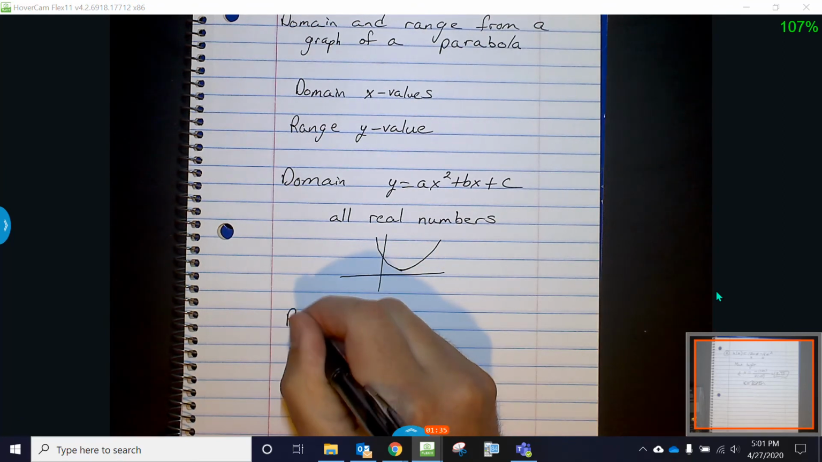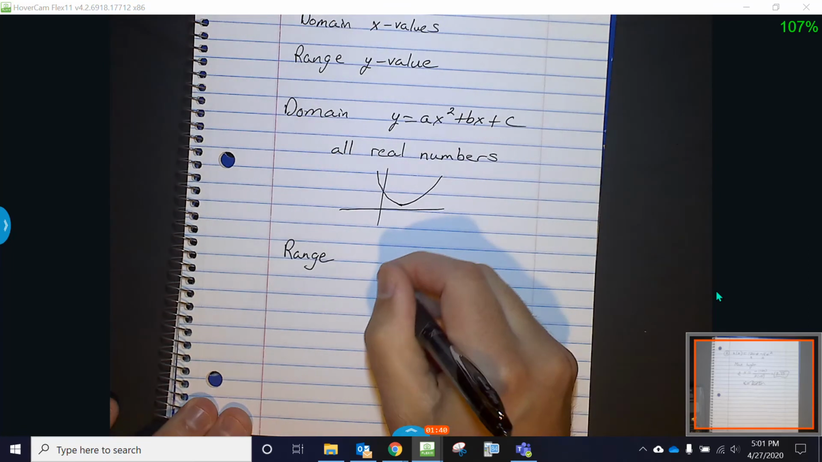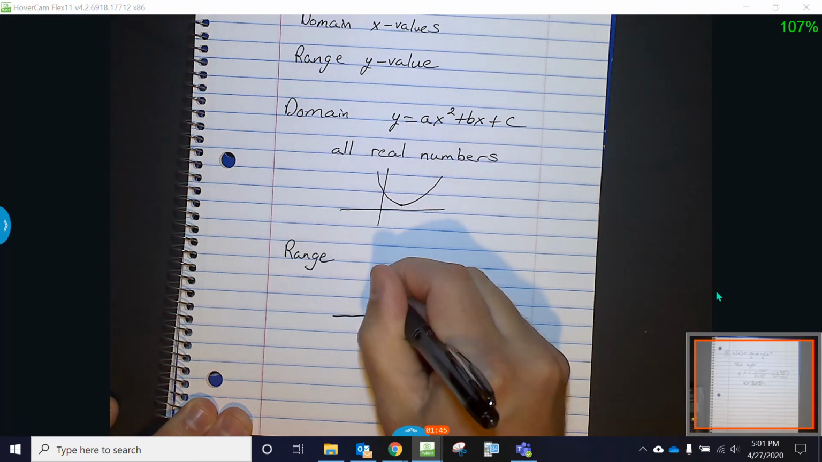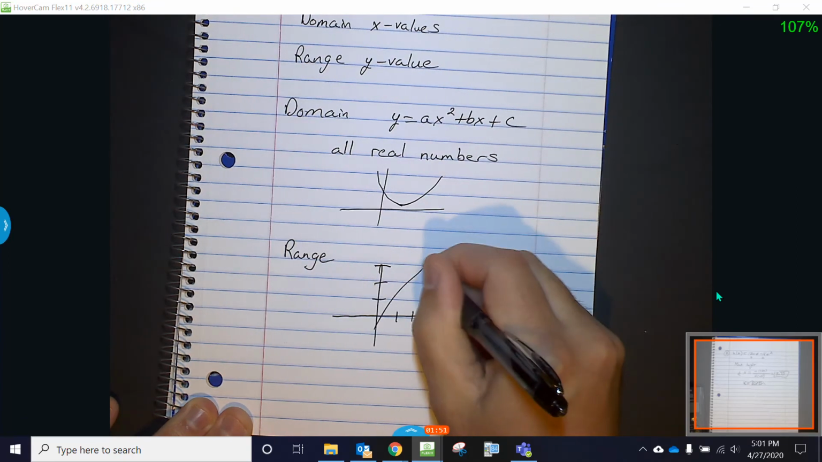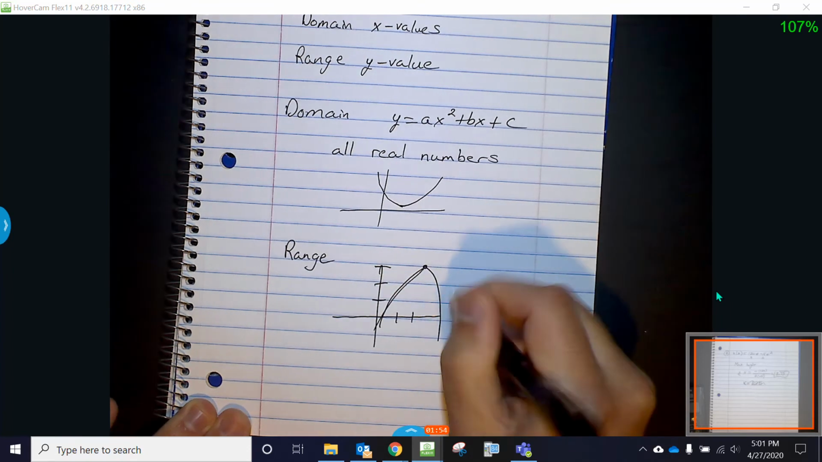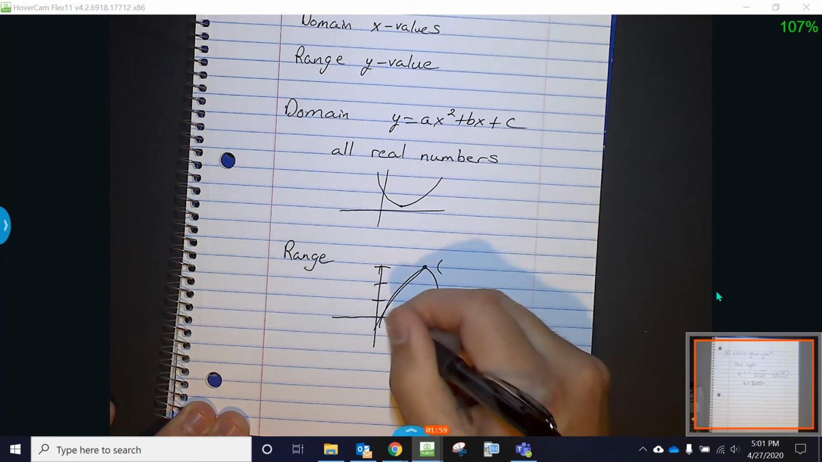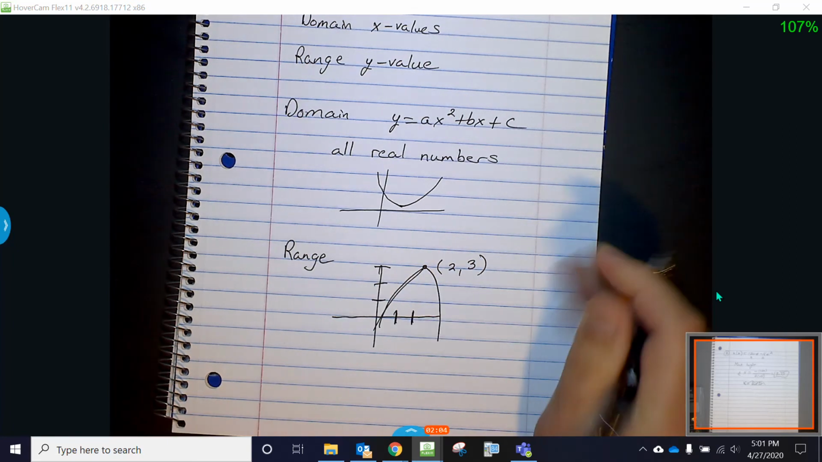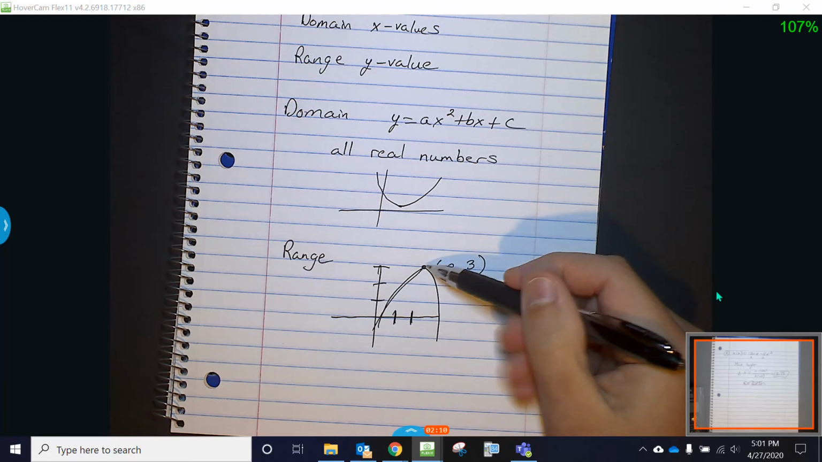Now for range, I'll just show you a few problems in a couple minutes. For the range, let's say they give you a parabola, and let's say this vertex is 2, 3. The range is the y values. So what's the highest y value we have here? The highest y value is 3, and it goes on forever.